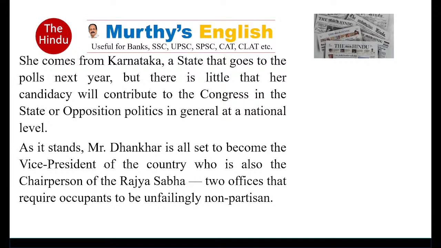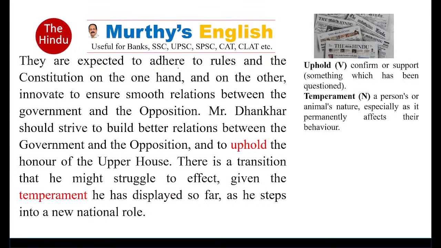As it stands, it is quite obvious Mr. Dhankar is all set to become the vice president of the country, who is also the chairperson of the Rajya Sabha, two offices that require occupants to be unfailingly non-partisan. These two offices, vice president and at the same time chairperson of the Rajya Sabha, are supposed to be unfailingly non-partisan, meaning no prejudice, no bias, at any cost. They are expected to adhere to rules and the Constitution on the one hand, and on the other, innovate to ensure smooth relations between the government and the opposition.